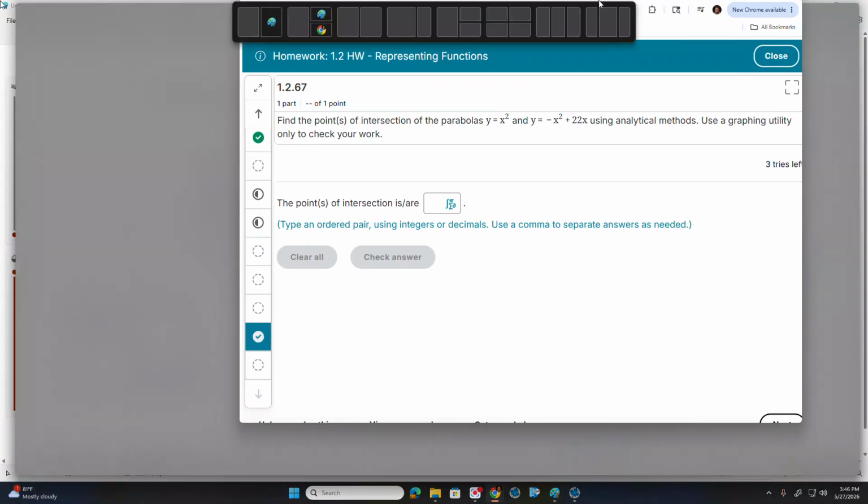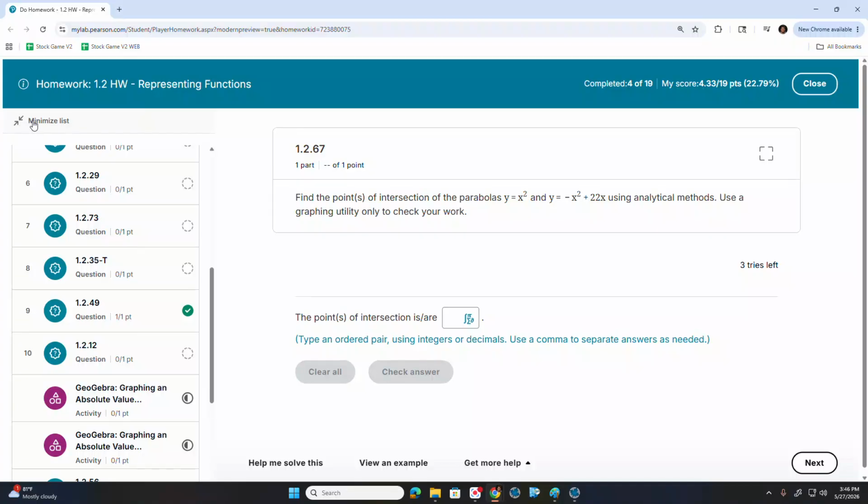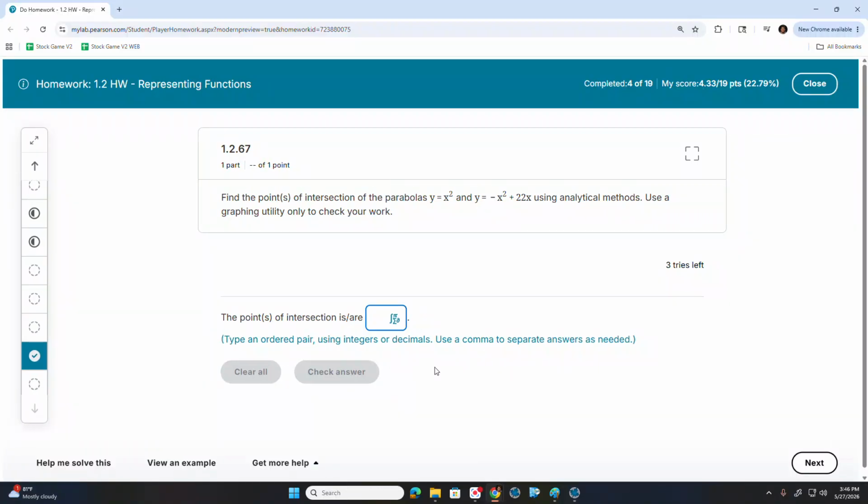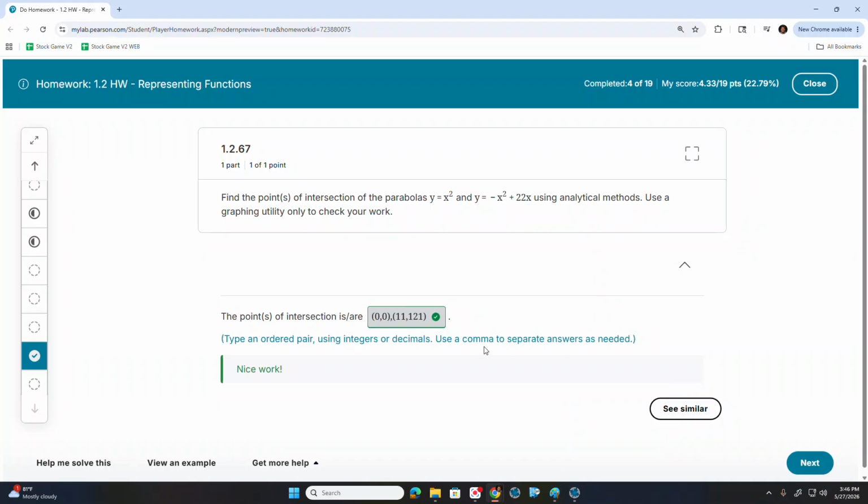Now, I'm going to type those answers into MyLabs as (0, 0), additional comma, (11, 121). Hopefully it thinks I'm right. It does think that I'm right.